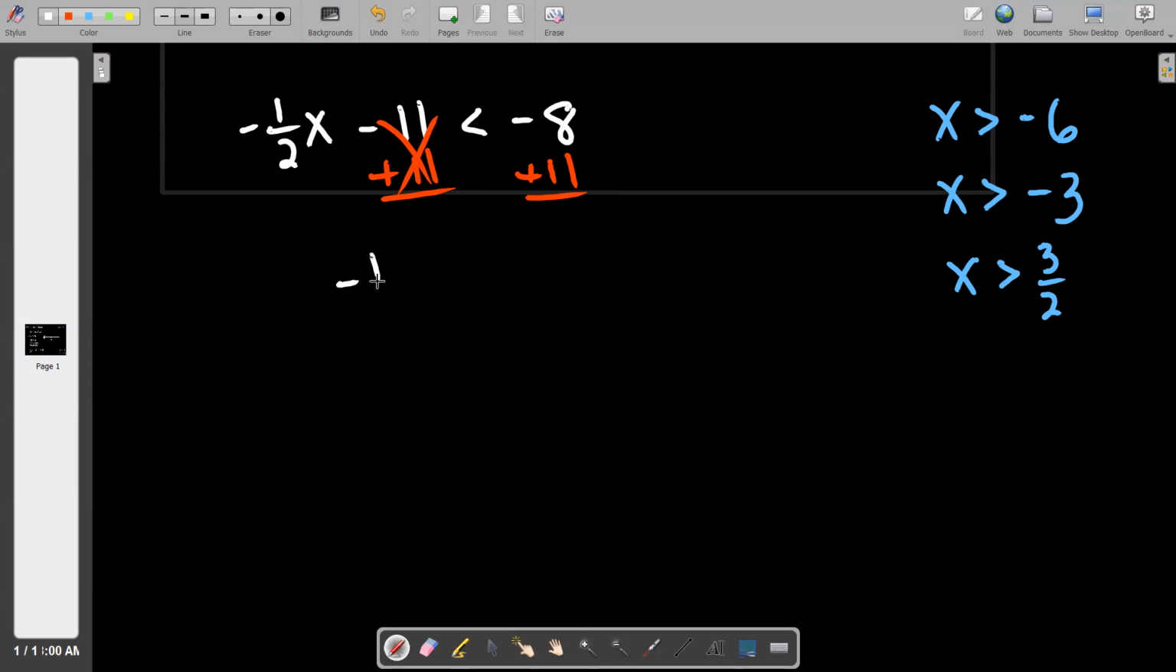If you want to discuss other options when I'm done, that would be great. So we have the negative 1/2 of x just transfers down. We don't change our sign yet. Negative 8 plus 11 is, of course, 3. At this point, you can't avoid it any longer. You have to get x by itself now. What's the most efficient route?